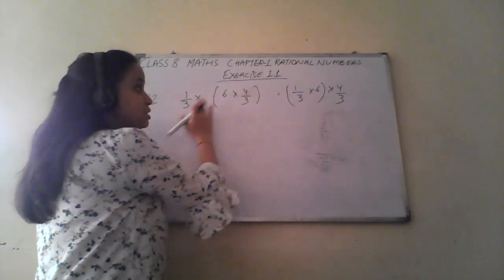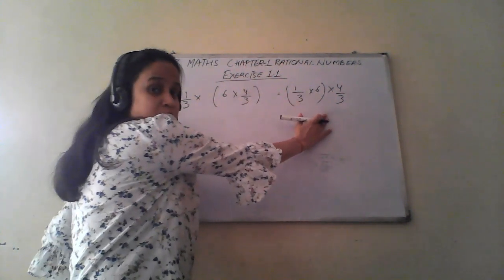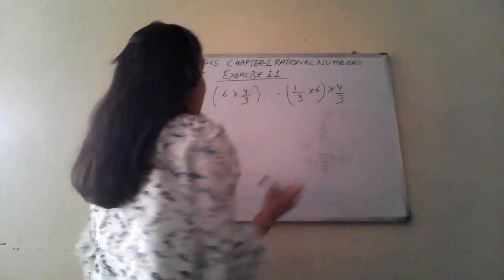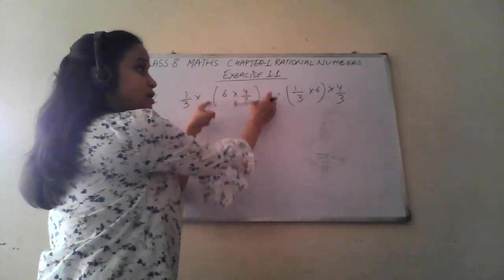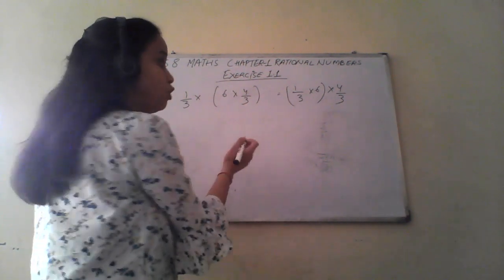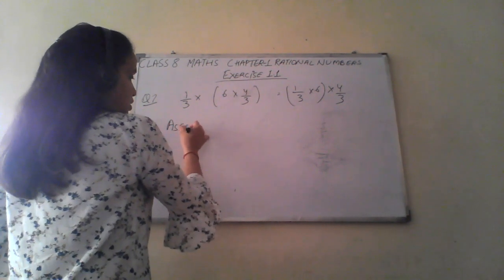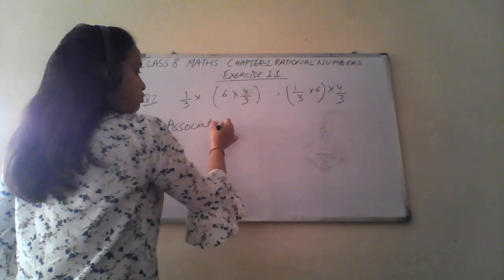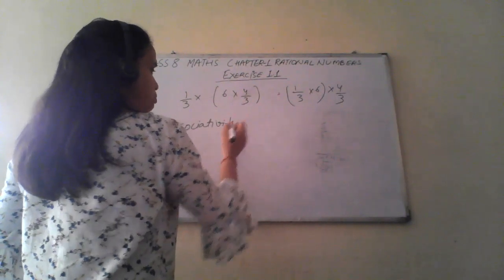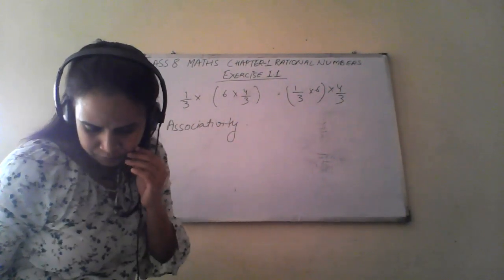Sequence is same, 1 by 3, 6, 4 by 3. Sequence in this part is also same, 1 by 3, 6, 4 by 3. But we have changed the parenthesis, we have changed the bracket. So which property it was? Property of association. Associativity. Which property is used? Property of association, property of associativity.